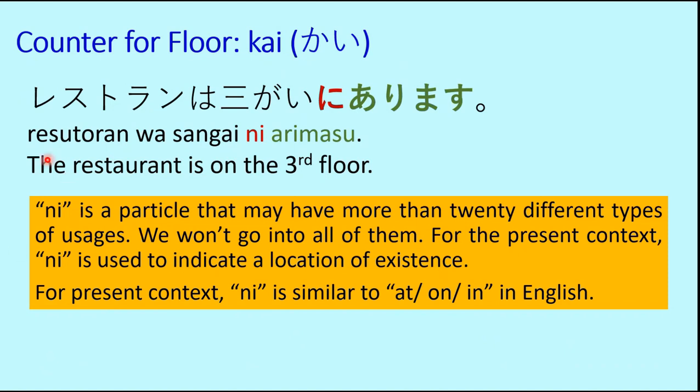So now let's come back to this sentence. Restaurant wa sangai ni arimasu. The restaurant is on the 3rd floor. Here ni is a particle that may have more than 20 different usages. So there is not a single usage of ni. In different contexts, the same particle ni may give different meanings. We won't go into all of those at this moment to avoid confusion. For the present context of identifying the floor of a building, ni is used to indicate a location of existence. So for the present context, ni is similar to at, on, or in in English.